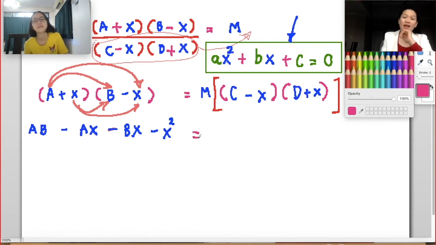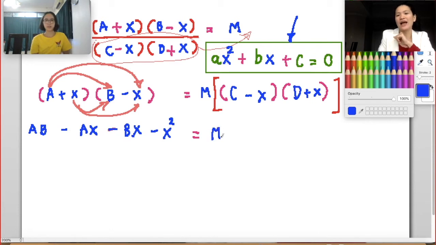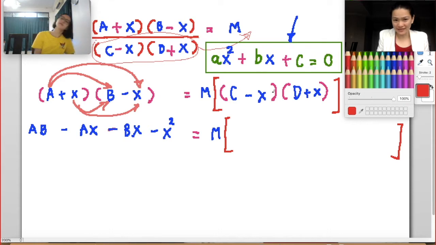Equals. Here, interesting. M is still here. M. And I put the big basket here first. Okay. Then we try to solve this equation. Can you help me please?